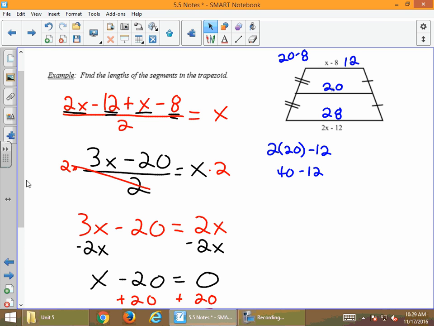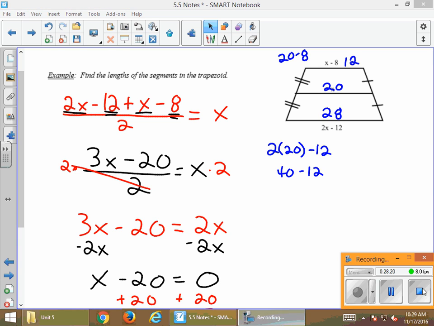Questions? If you know how to do it this way instead of kind of that guess and check thing, you'll be fine. Ask questions.